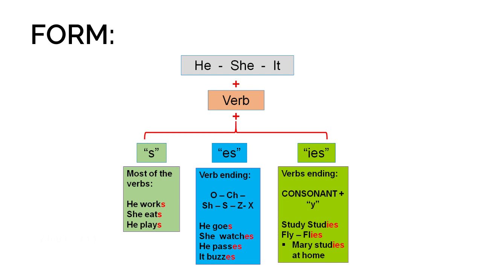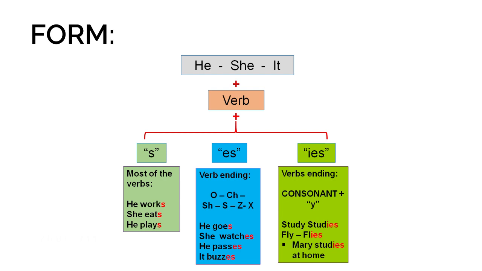Some verbs take ES, and these are the verbs that end in their bare form, in their infinitive, in O, ch, sh, s, z, or X. For example, he goes, she watches, he passes, and it passes.